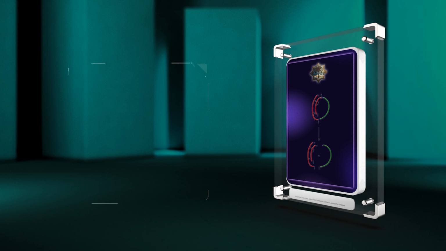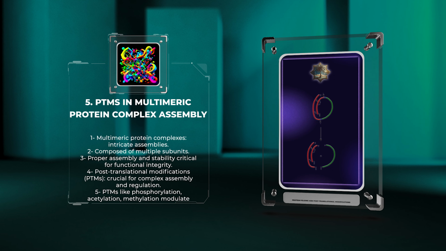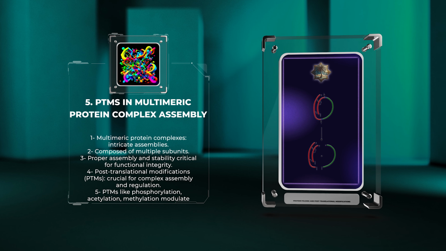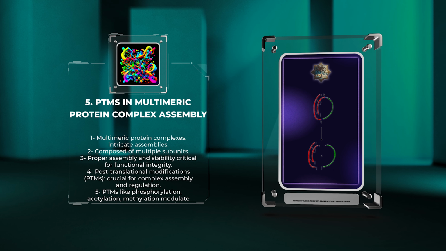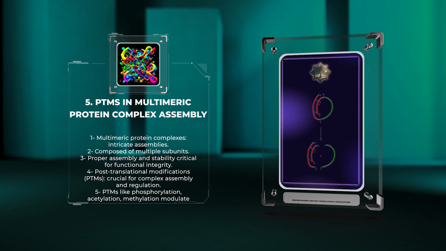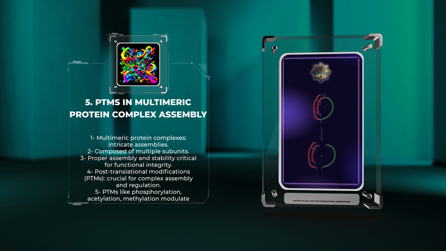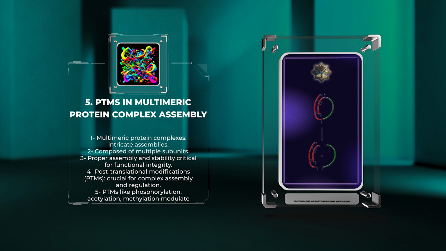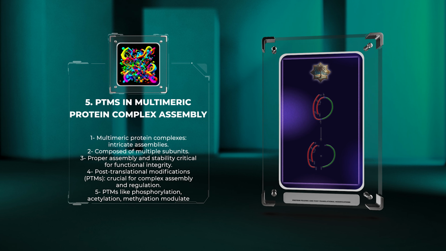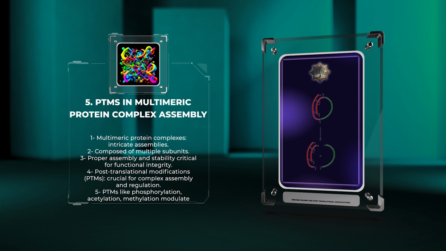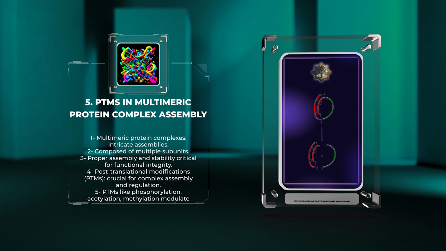Multimeric protein complexes are intricate assemblies composed of multiple subunits, contributing distinct functional units. Proper assembly and stability of these complexes are critical for their functional integrity. Post-translational modifications, PTMs, play a crucial role in the assembly and regulation of multimeric protein complexes. PTMs such as phosphorylation, acetylation, and methylation can modulate subunit interactions, stability, enzymatic activity, and affinity for other cellular factors. These modifications dynamically regulate complex formation, turnover, and response to cellular signals.